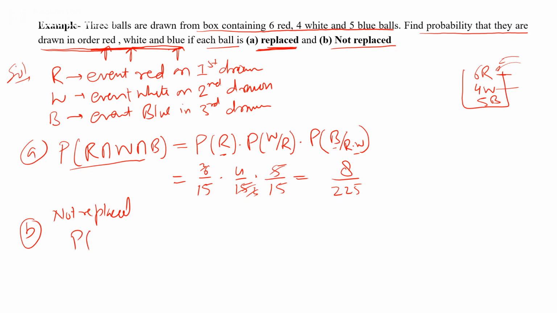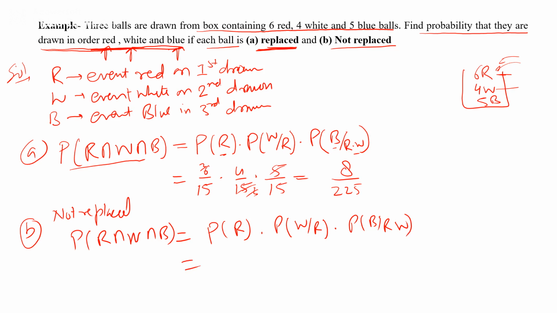So in that case we have to find the probability of red, white and blue balls. We find the probability of red times the probability of white when red is drawn, times the probability of blue when red and white are drawn. So the probability of red is what? 6 by 15, and the probability of white when red is drawn. Now in that case one ball is reduced, because one ball has come out.